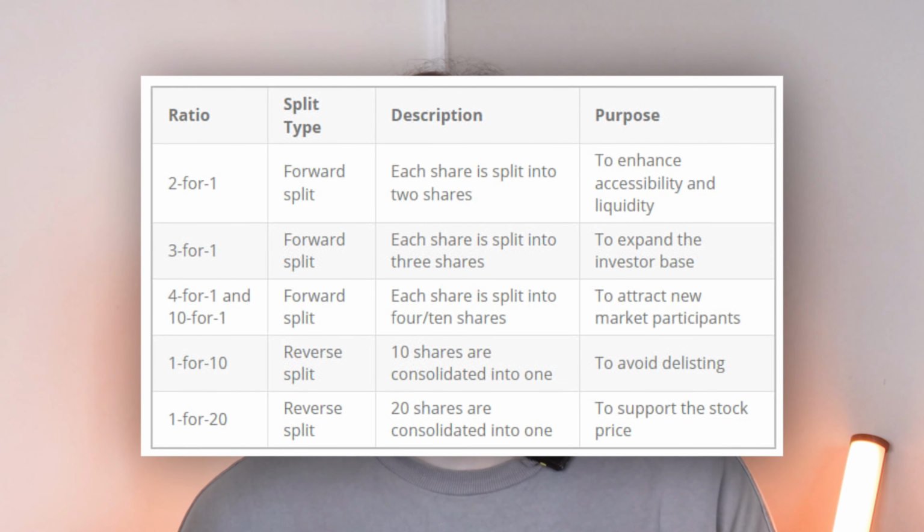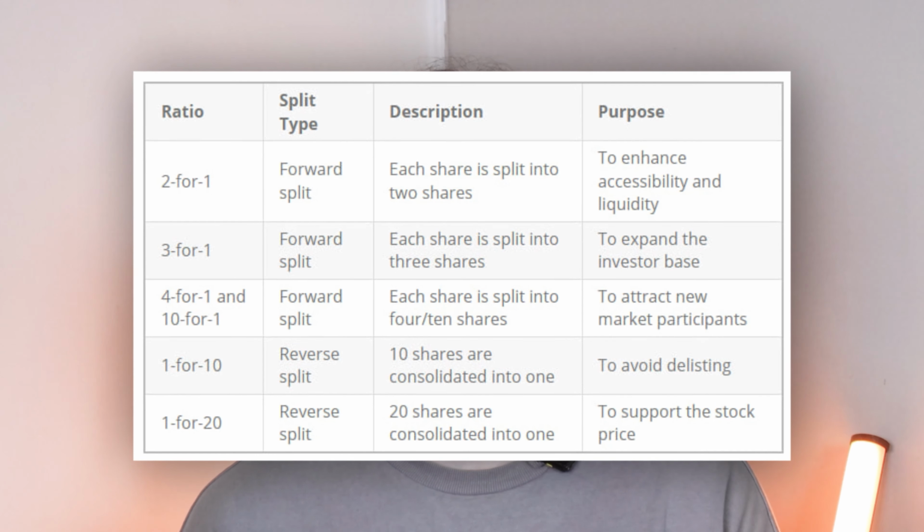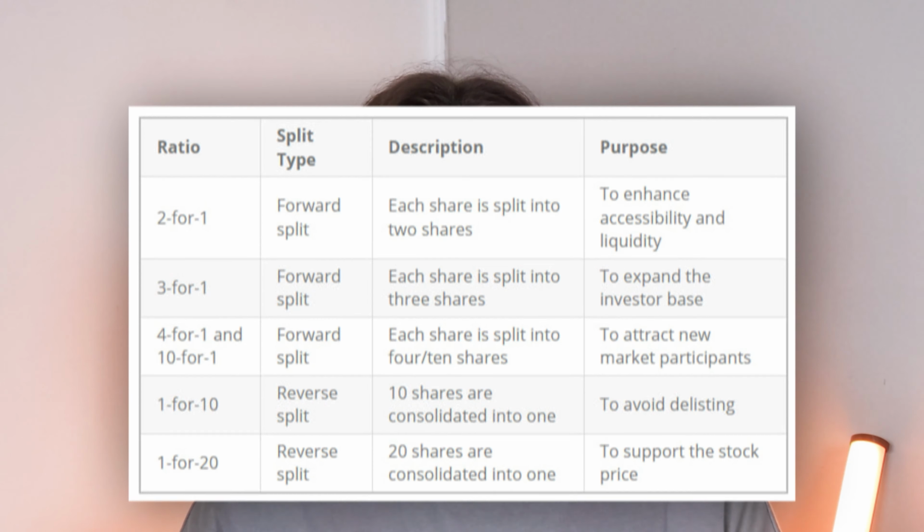Firstly, shares priced lower reduce the initial capital barrier for small investors. Secondly, a higher share count after a split boosts liquidity, making it easier to buy and sell securities. Thirdly, a company may conduct a stock split to keep investors interested.